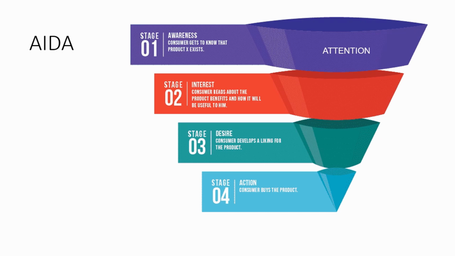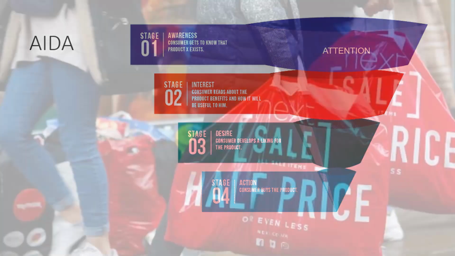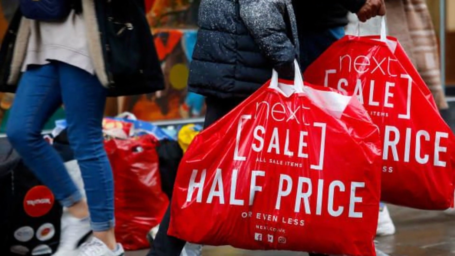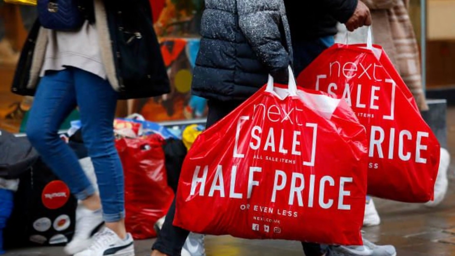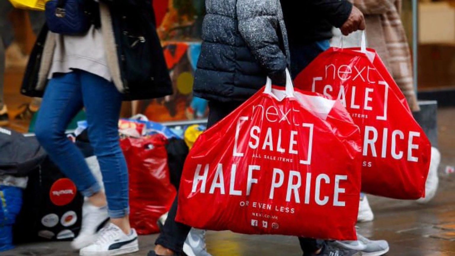Stage 3 is desire. So the consumer develops a liking for the product, meaning the consumer is attracted to the product. So he finds the product very appealing. Stage 4 is action. Here, finally, the consumer decides to buy the product. So the action would be for the consumer to acquire the product. So he finally makes a purchase.